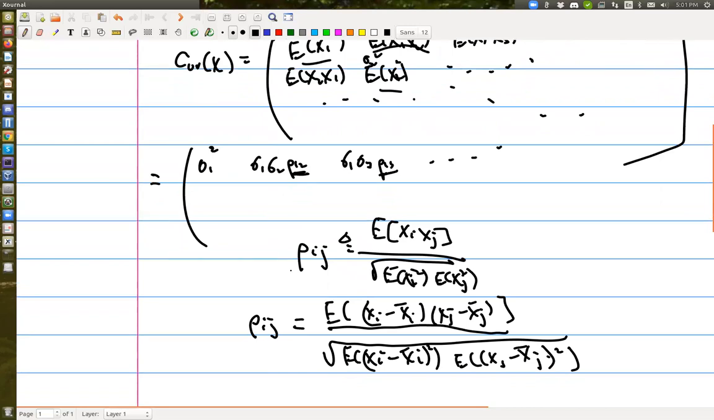So does anyone know the name of this? There's a technical name for this kind of thing. Did anyone see this before? Yes, the correlation coefficient. This is the correlation coefficient. And actually, the correlation coefficient is always bounded by 1 and -1.